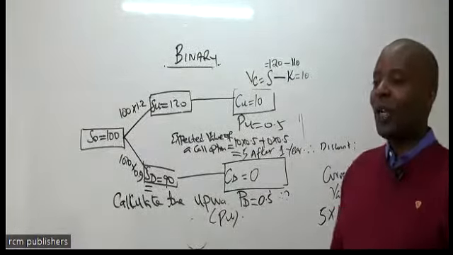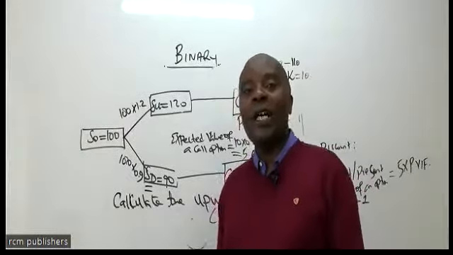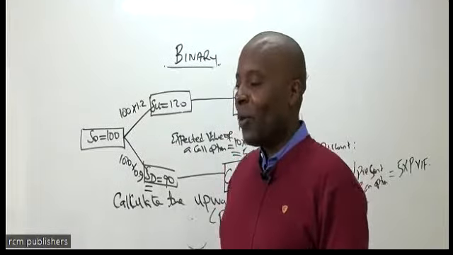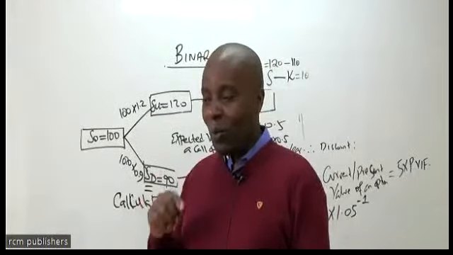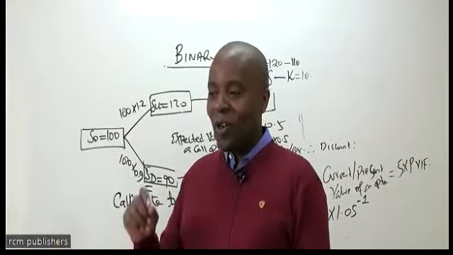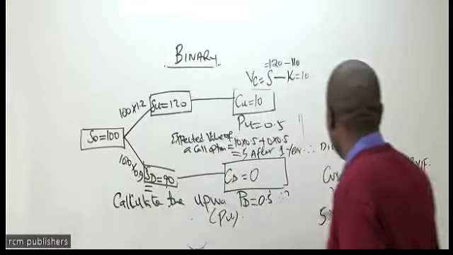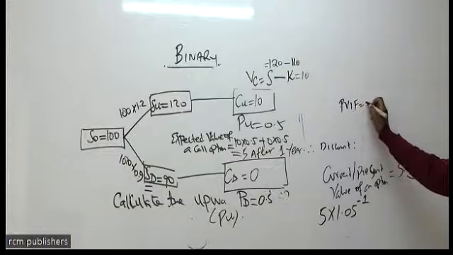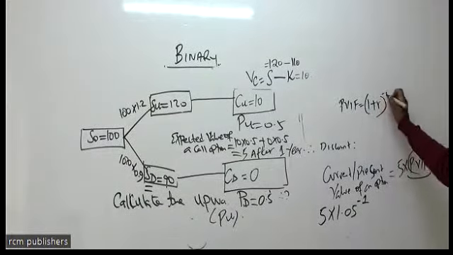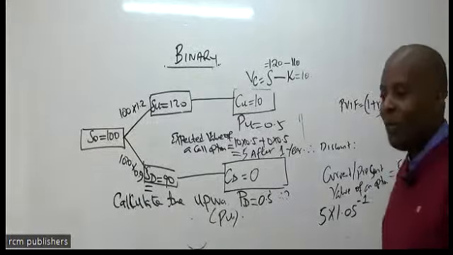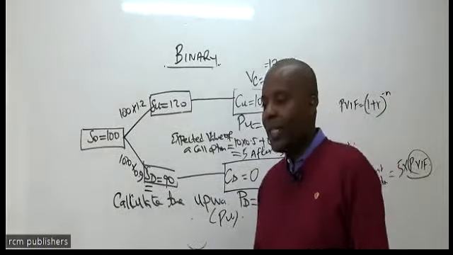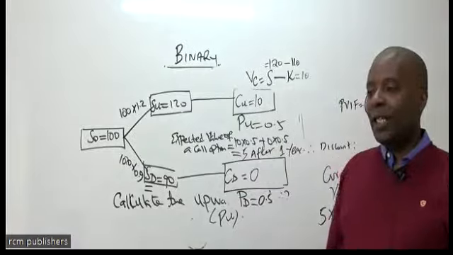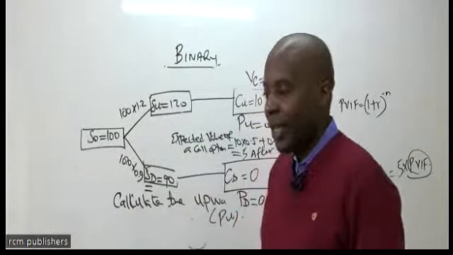Have you seen where I got 1.05 from? 1.05 is the same as 1 plus R. Remember the formula for PVF: the formula for PVF is 1 plus R raised to negative n. And that R is the same as the risk free rate.